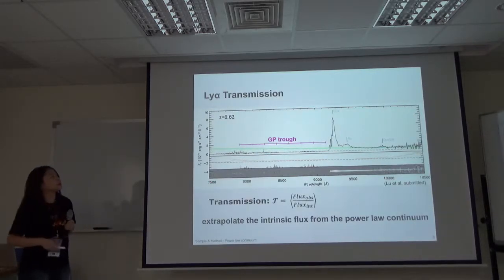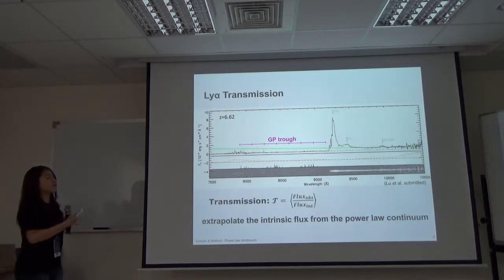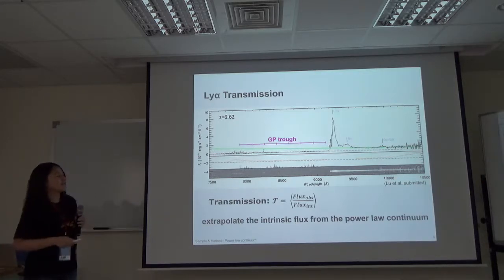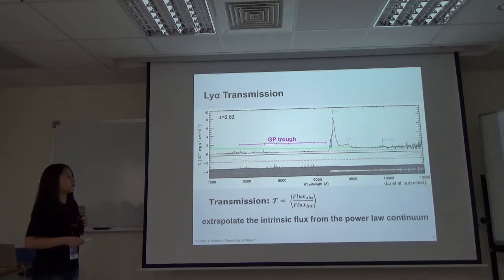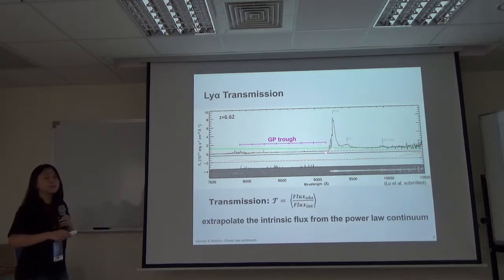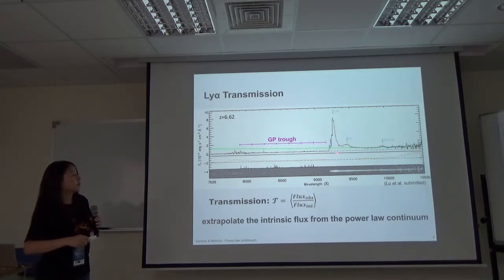To measure the Lyman-alpha transmission, traditionally we fit the power-law continuum to this region and then extrapolate it to here as the intrinsic spectrum. Then we can measure the transmission by dividing the observed flux by the intrinsic flux at each redshift. But it is obvious that the power law doesn't fit the near-zone region well.